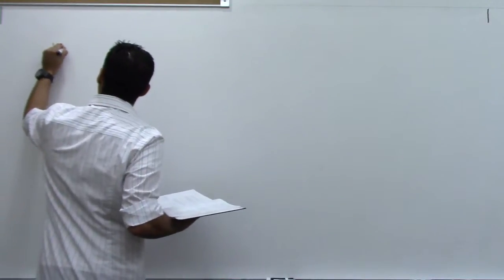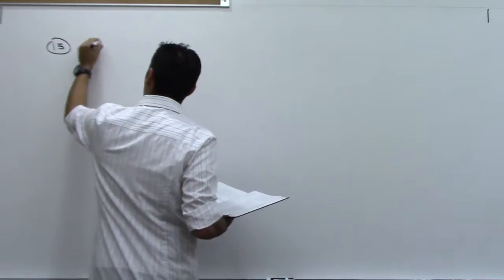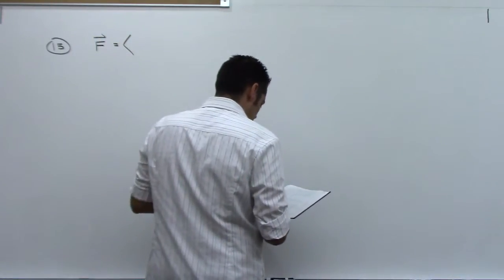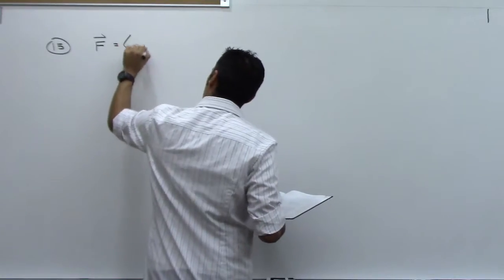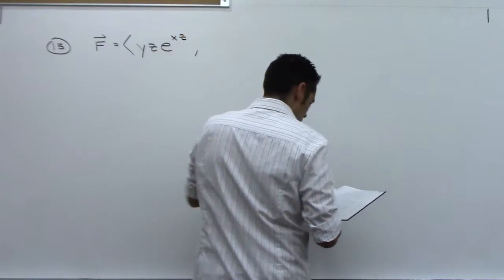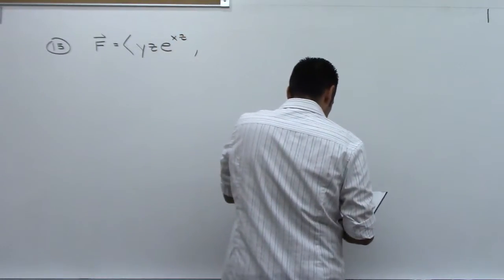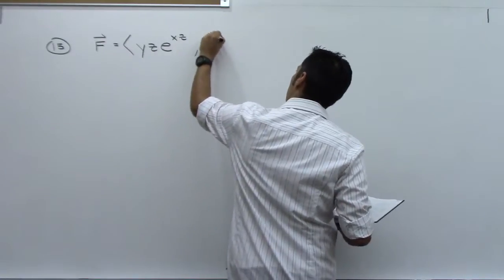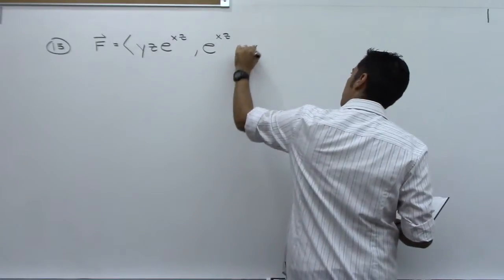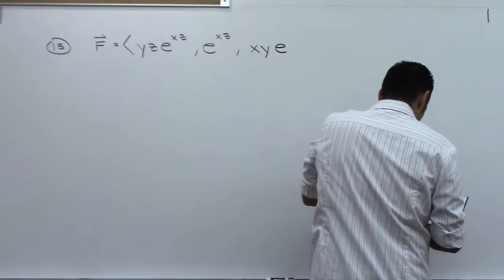All right, so I'm going to look at number 15. This will be the last one I do. We're given a vector field. This time it's three-dimensional. It is yz e to the xz, then e to the xz, and then xy e to the xz.